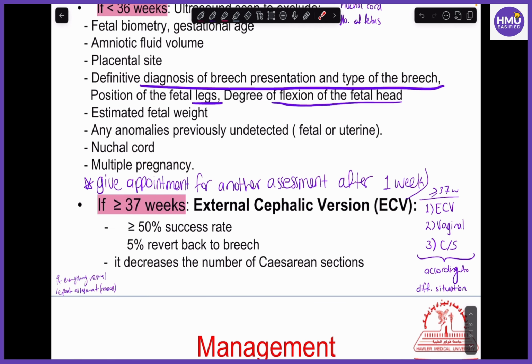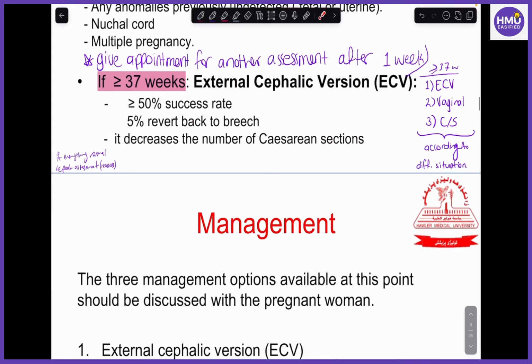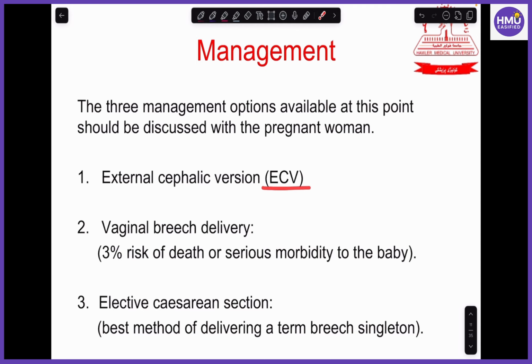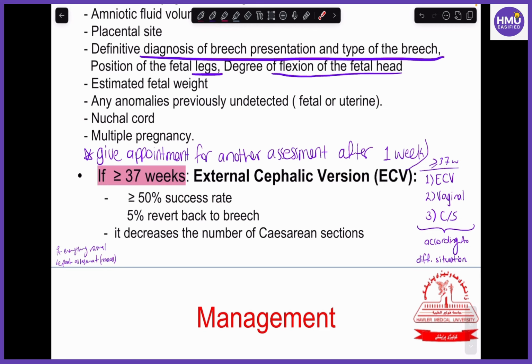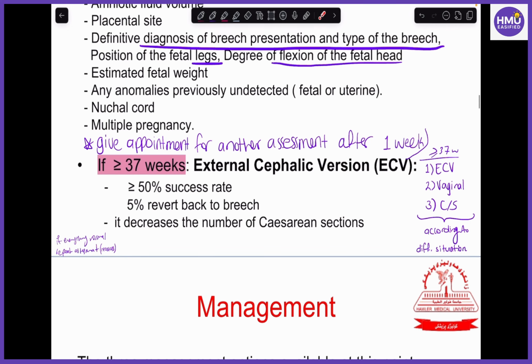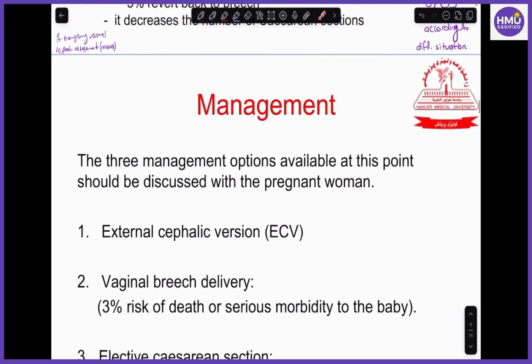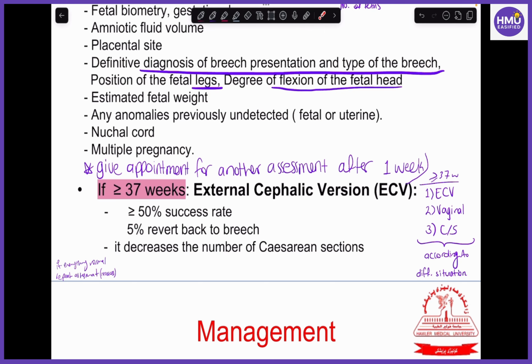If the patient is more than 37 weeks of gestational age, we have 3 management options: either external cephalic version, vaginal breech delivery, or elective cesarean section. All these we will do according to different situations. Now we'll talk about the external cephalic version, which is the first option. It has more than a 50% success rate, 5% revert back to breech, and it decreases the number of cesarean sections.